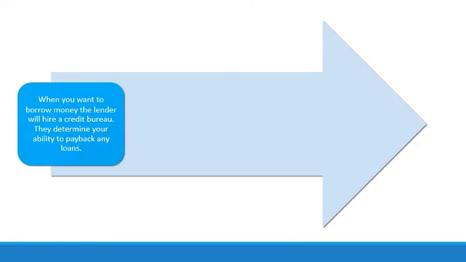Okay, so let's look at some of how this works. When you want to borrow money, the lender will hire a credit bureau, and they determine your ability to pay back loans. That's your credit score. All that credit score does is basically say that the higher the number is, the more likely it is that you're going to pay off any loans that you have.